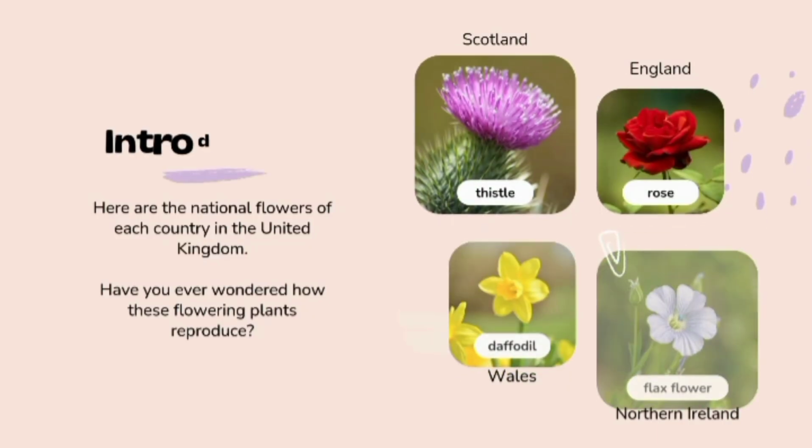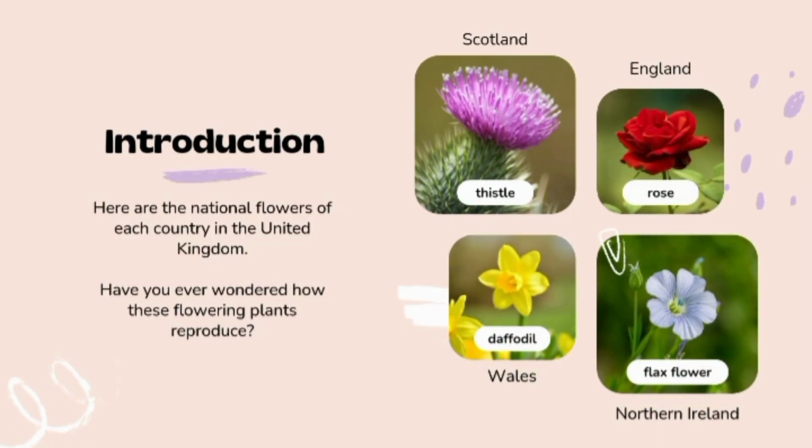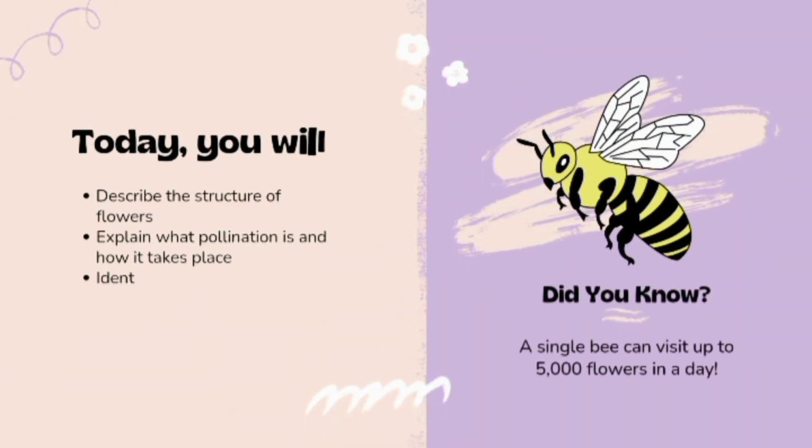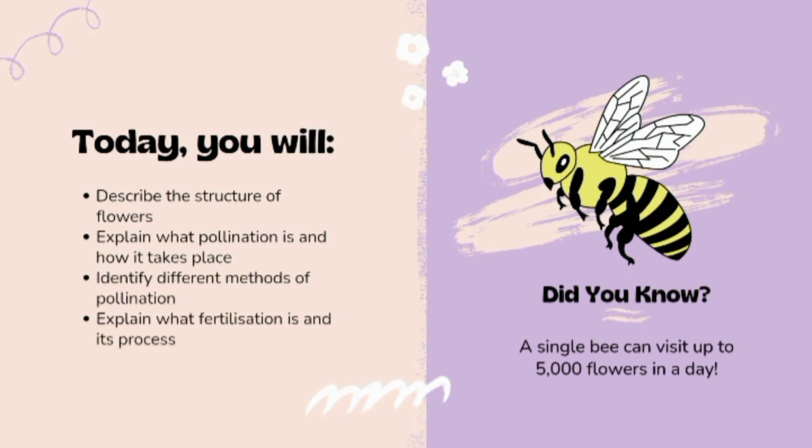Here are the national flowers of each country in the United Kingdom. Have you ever wondered how these flowering plants reproduce? You will learn to describe the structure of flowers, explain what pollination is and how it takes place, identify different methods of pollination, and explain what fertilization is and its process. Did you know a single bee can visit up to 5,000 flowers in a day?